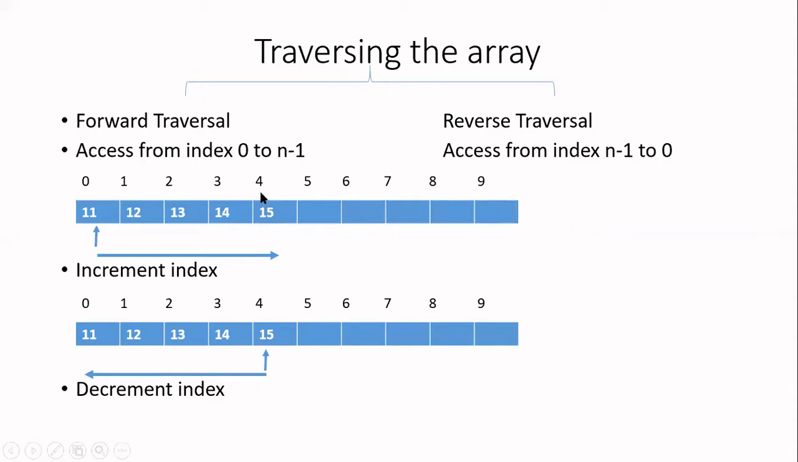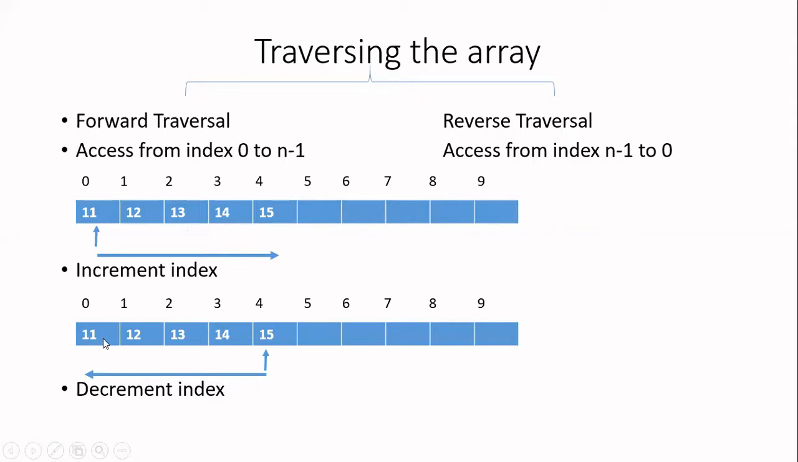I have explained with the help of the diagram also. If it is forward traversal, first I will start with 0, then I will go to 1, then 2, and so on till I reach this 4. After 4, no need to traverse because the array contains nothing. So you have to stop at 4. This is called forward traversal, where you will be incrementing your index.